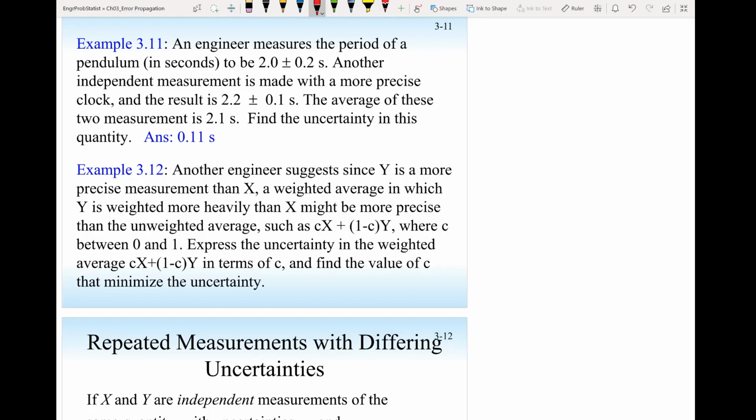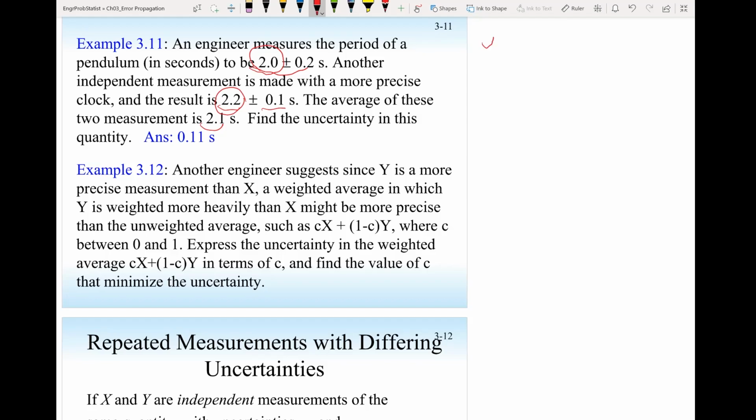An engineer measured the period of a pendulum in seconds to be 2 seconds plus or minus 0.2 seconds. Another independent measurement is made with a more precise clock, and the result is 2.2 plus or minus 0.1. They said precise, not accurate. The average of these two measurements is 2.1. So they use the first clock, average the 2 with the 2.2, and get 2.1.